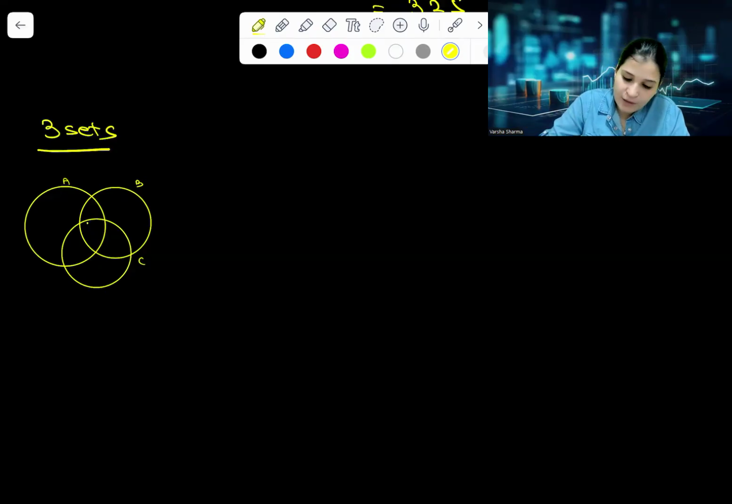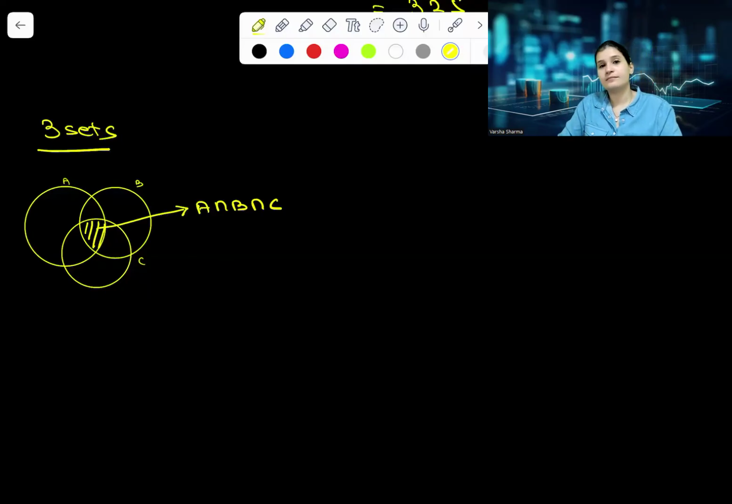If I'm talking about this particular area, what is this area? The area that is common to all the three sets. This is known as A intersection B intersection C. Clear?